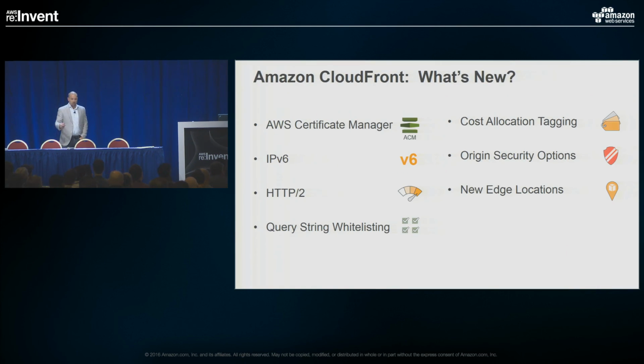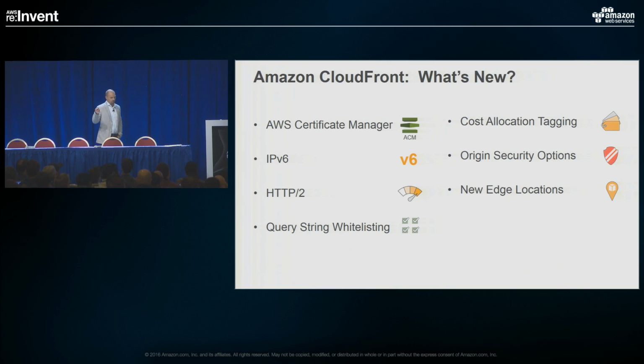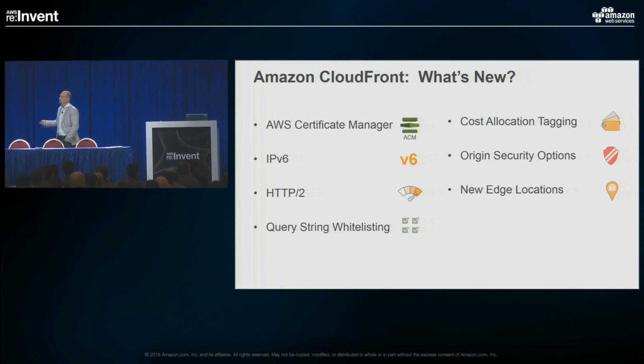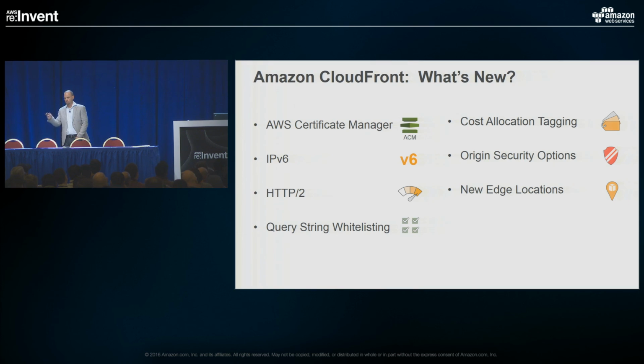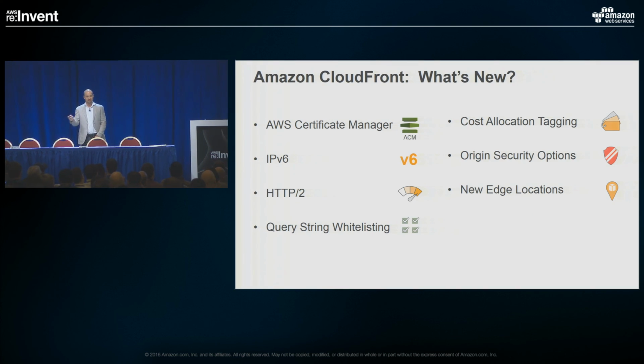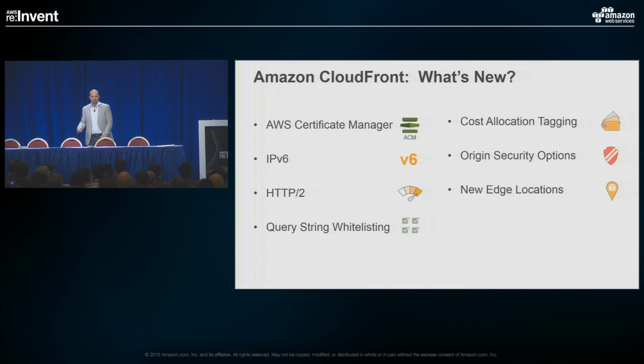So in summary, about what's new, the certificate manager this year, we now support IPv6. We take advantage of HTTP2 and all the advantages there for accelerating dynamic content. We allow you to whitelist query strings. Cost allocation tagging is new in that if you're hosting multiple websites or multiple domains for your company, or if you're a reseller and you want to understand whose cost needs to be allocated where, you can do that. The origin security options, that's the one I mentioned, that header that goes back into the request, and the new edge locations, including the regional edge caches.